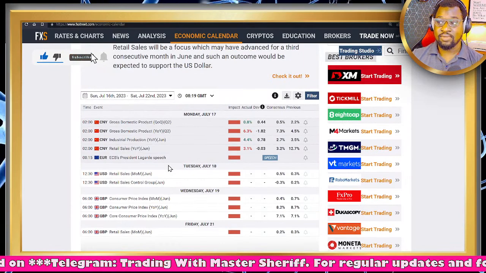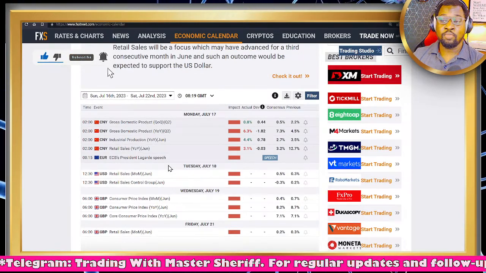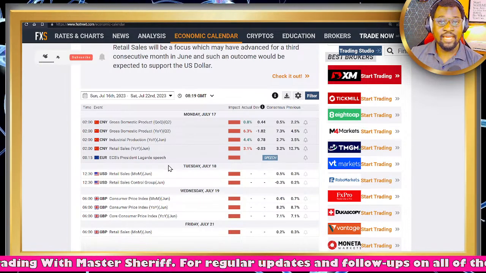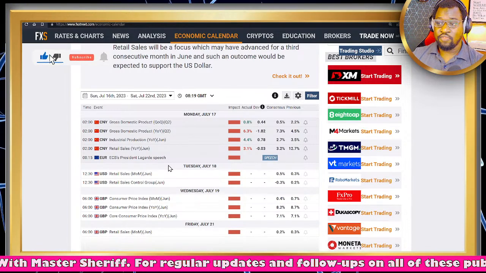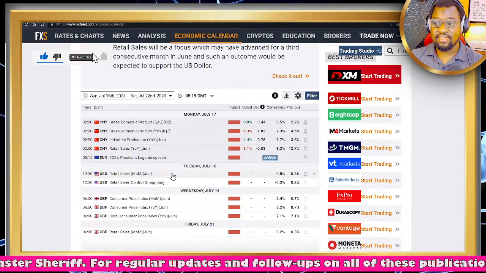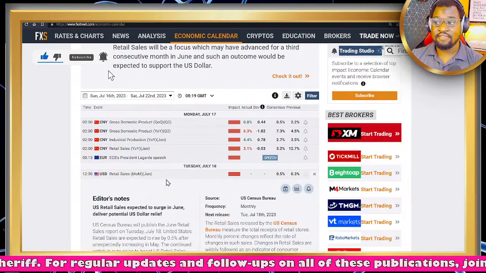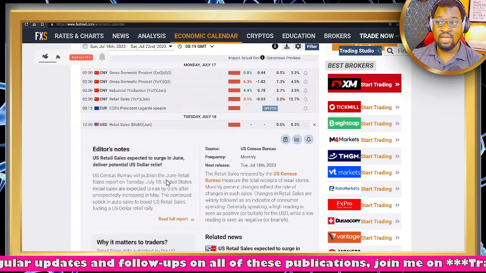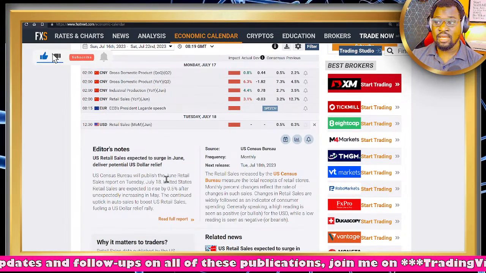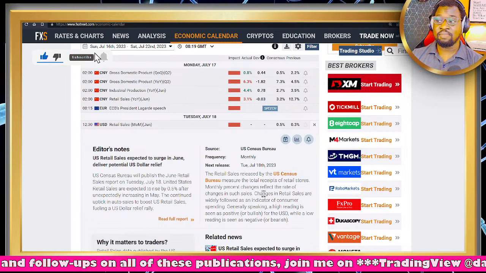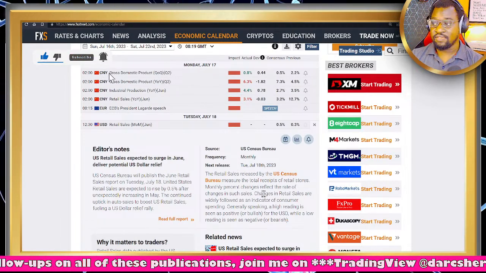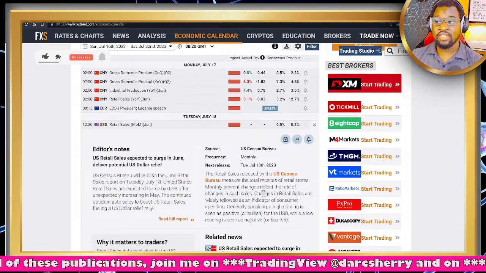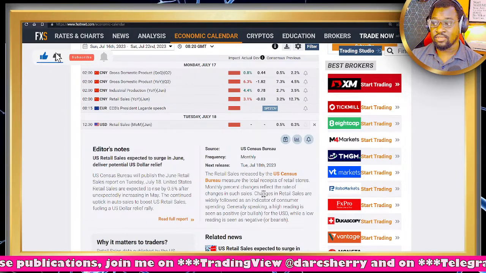And in fact, I was able to spool out a couple of high impact events coming in from the US economic docket. So for today, Tuesday, July 18th, we have the retail sales month on month for the month of June. The retail sales measures the total receipts of retail stores, and monthly percentage changes reflect the rate of change in such sales.